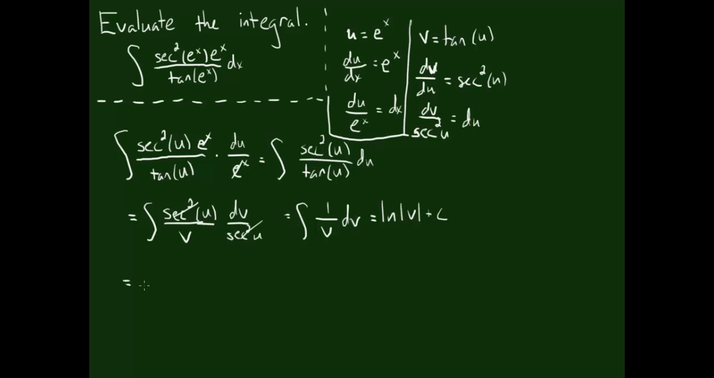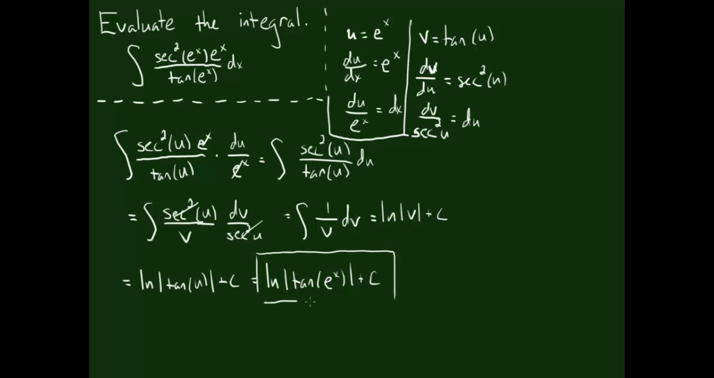After that, we can just start replacing the variables again. So this is natural log of absolute value of tangent of u. And u, of course, gets replaced, and this becomes natural log of the absolute value of tangent of e to the x. And that's all we need.